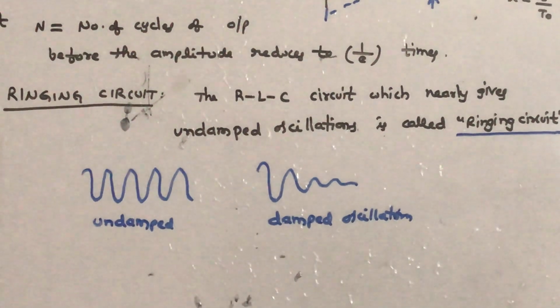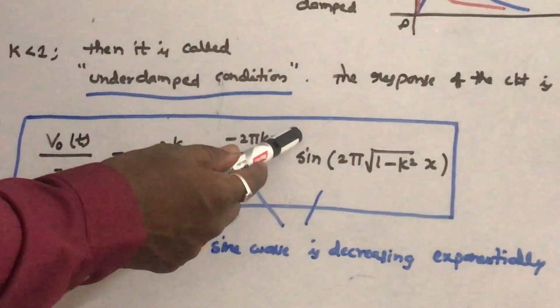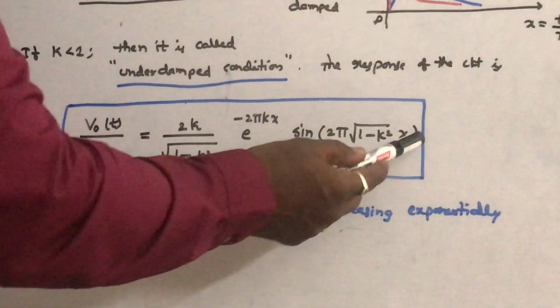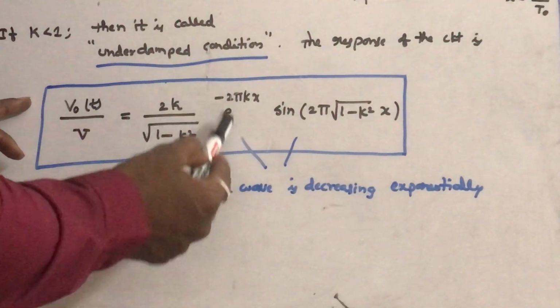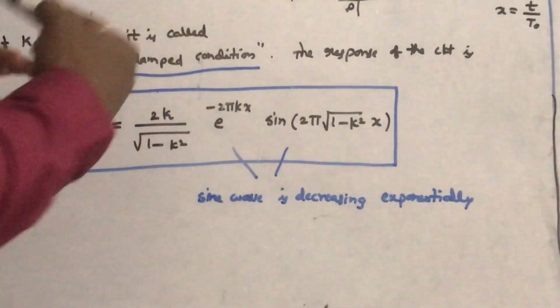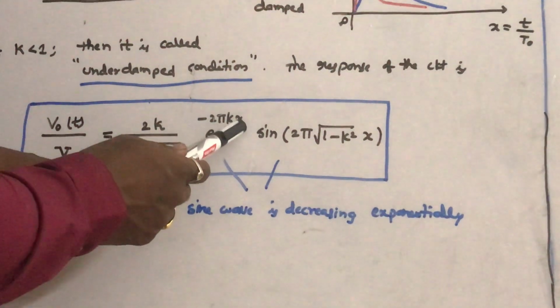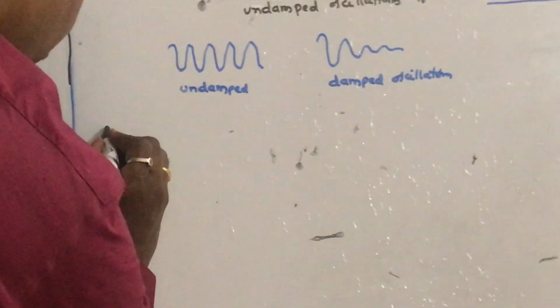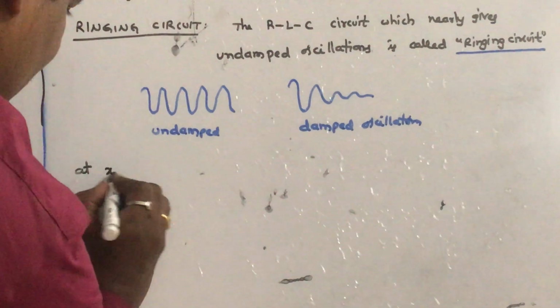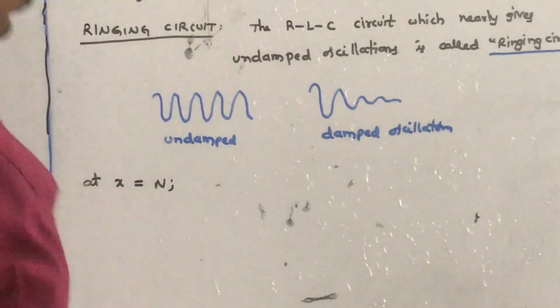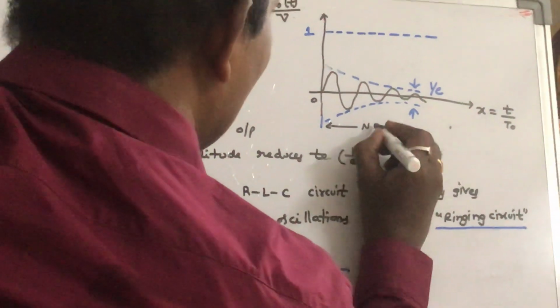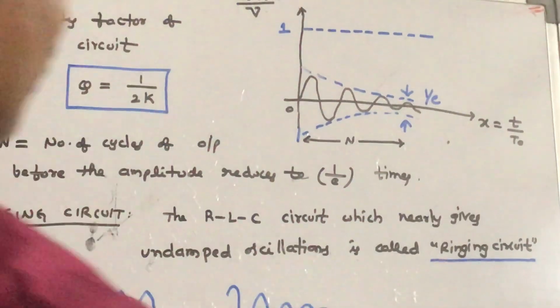So from this expression, if 2 pi kx is equal to 1, then the amplitude of the sine wave becomes 1 by e times. That means at that time x will become N. So that is the condition we can write: let x be equal to N, let us call this N cycles.